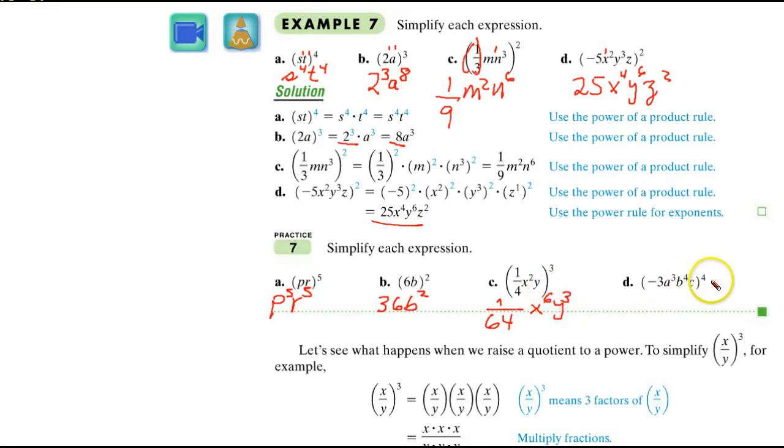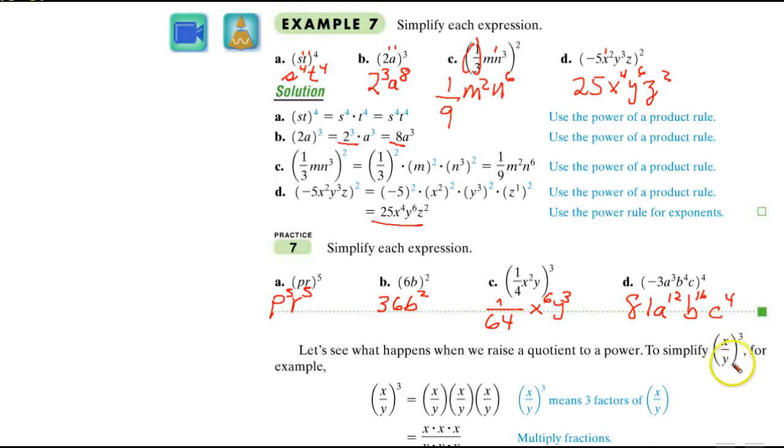Now again, raising something that's negative to the 4th power, an even number, makes it positive. So 3 to the 4th is 81. A to the 12th. B to the 16th. C to the 4th. Okay.